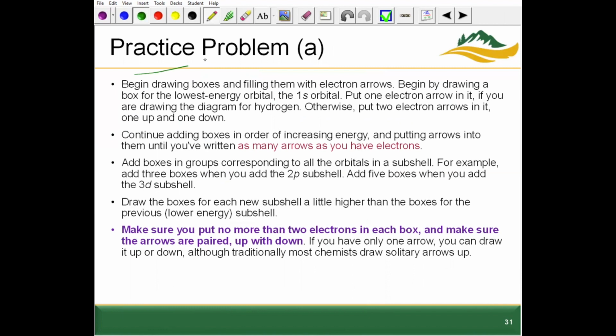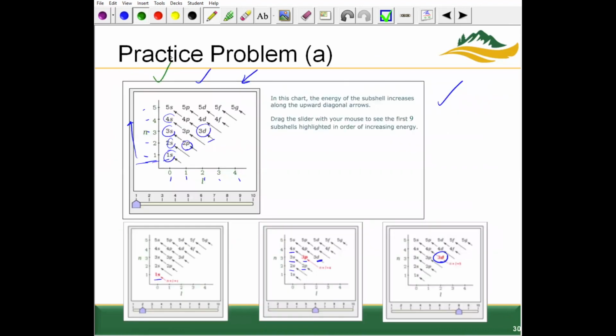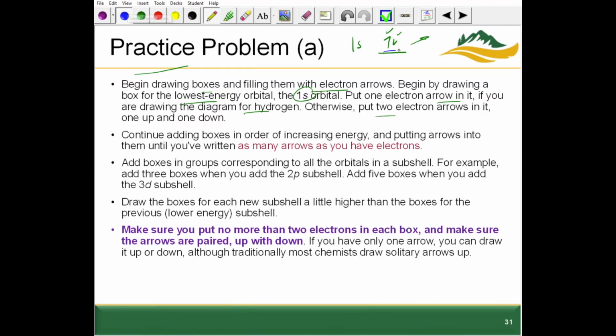So in solving this practice problem, we can begin by drawing boxes and filling them up with electron arrows. We begin by drawing a box for the lowest energy orbital, or 1s, and put one electron arrow in it if we're drawing the diagram for hydrogen, where it only has one electron. If we have more than one electron, we keep putting in electrons. So for 1s, we would pair that right away. One spin up, one spin down, then we continue on in increasing order of energy according to this order. That's just for 2 electrons.